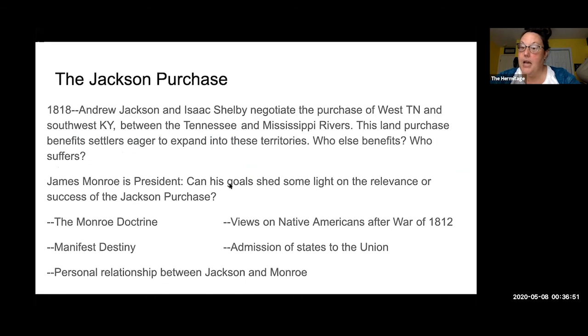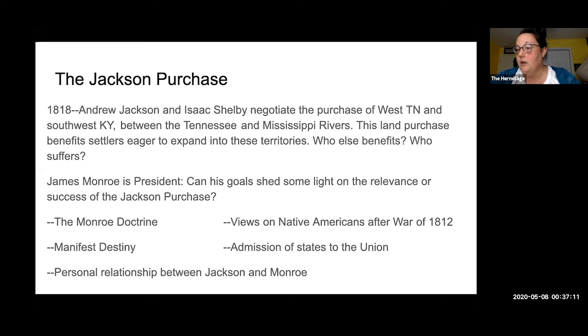This is when Andrew Jackson and Isaac Shelby, for whom Shelby County is named, are going to negotiate the purchase of what today is West Tennessee and Western Kentucky with the Chickasaw Nation. Okay, this is their job. They're trying to acquire all of the land between the Tennessee River and the Mississippi River.